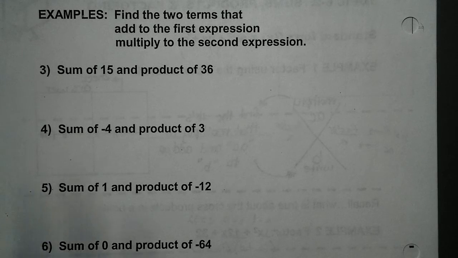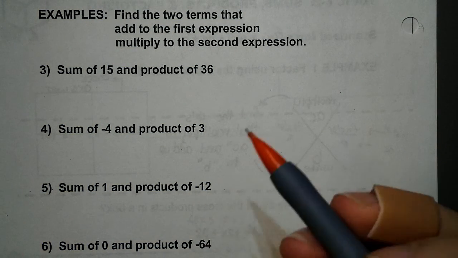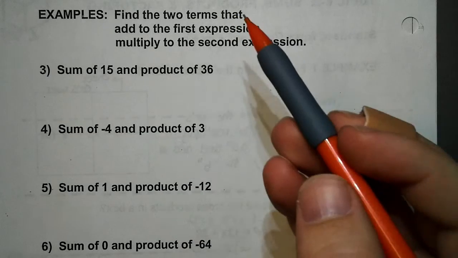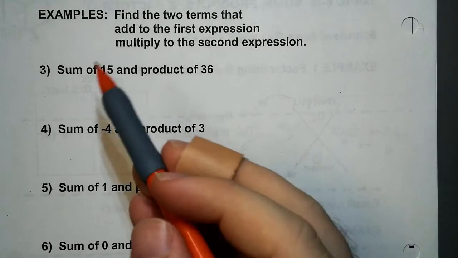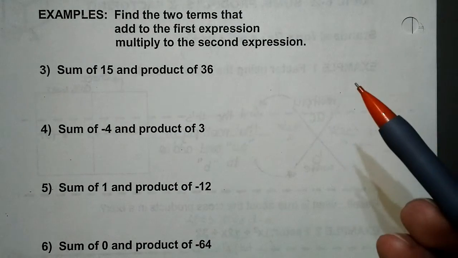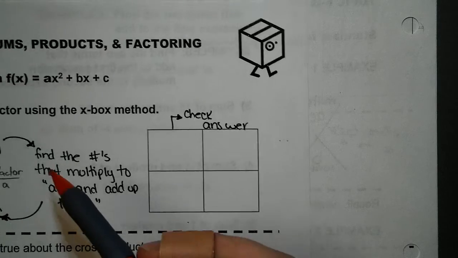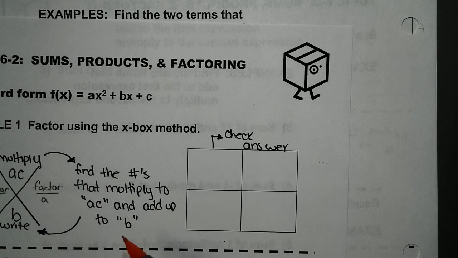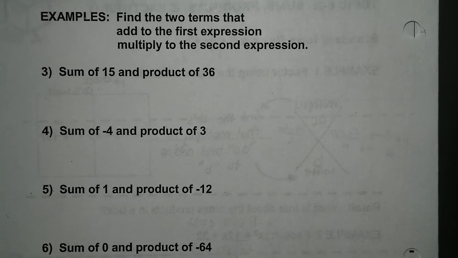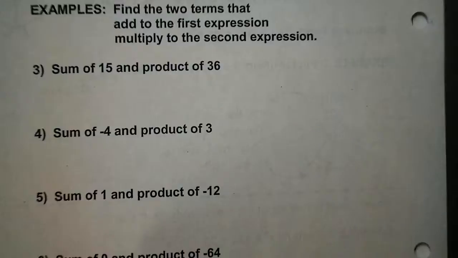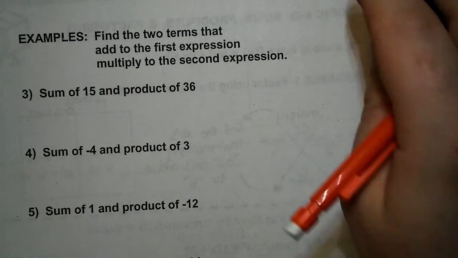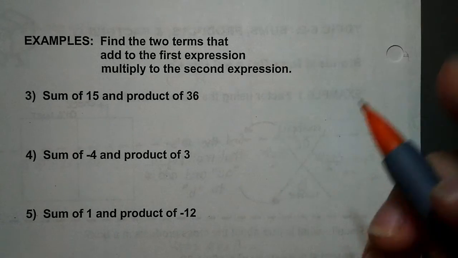All right, on this part of the notes, we're just going to practice the factoring, the finding the numbers that multiply together and add up to another number. So the instructions say find two terms that add to the first expression and multiply to the second one. Well, this is just that step of getting the numbers that multiply together to get AC and add up to get B. So we're not doing the whole problem, we're just focusing on that section.